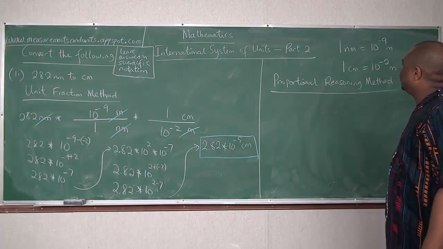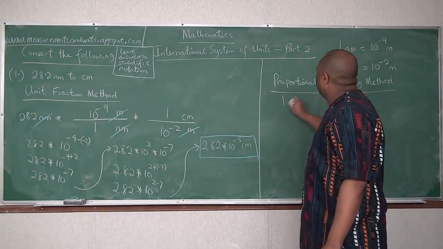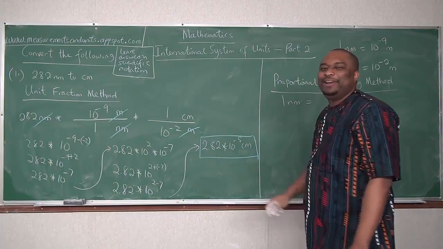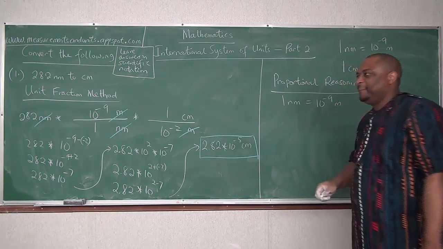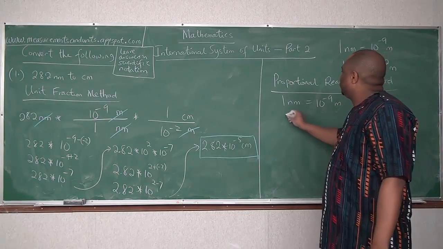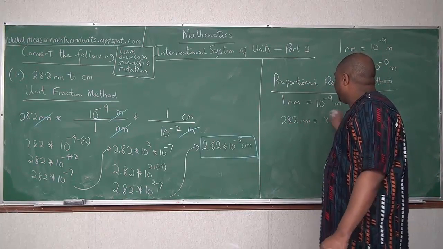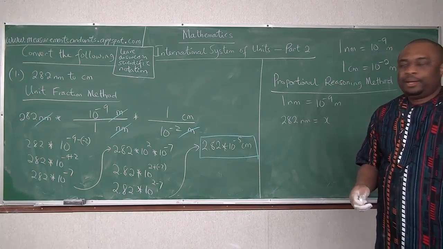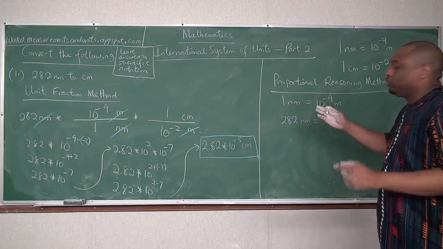So with proportional reasoning, we have to do it in 2 steps. I have 1 nanometer is 10 to the negative 9 meters. So 282 nanometers will be what? I call it X. And I can do cross product.